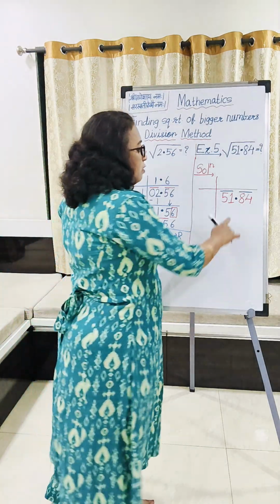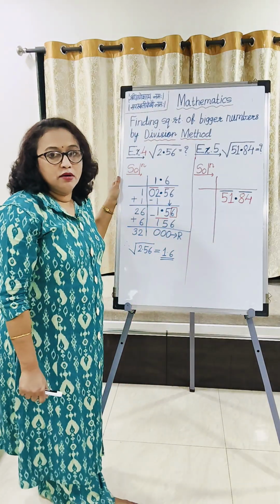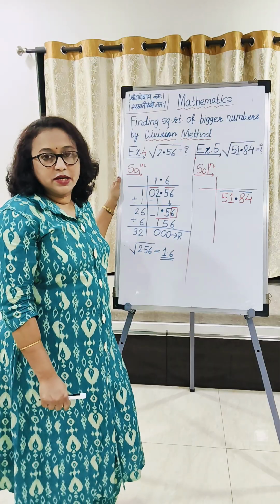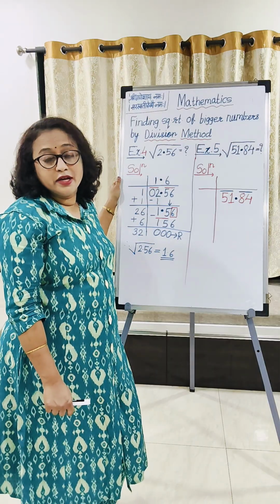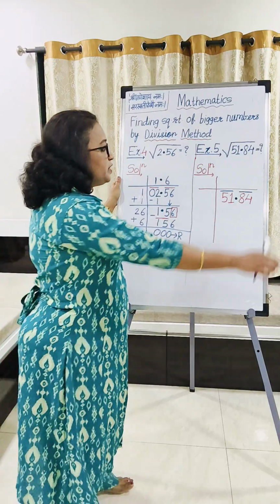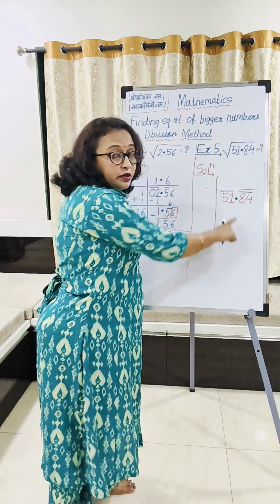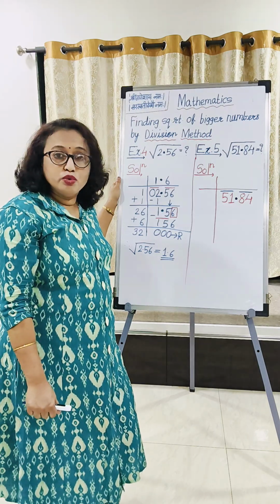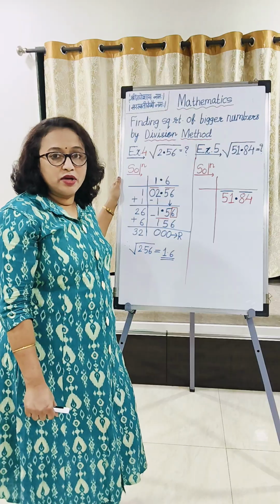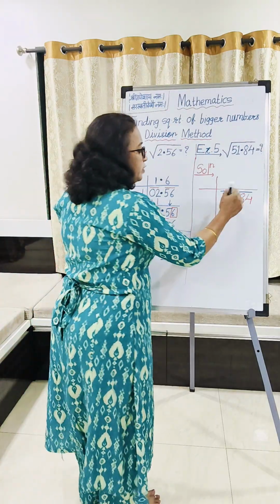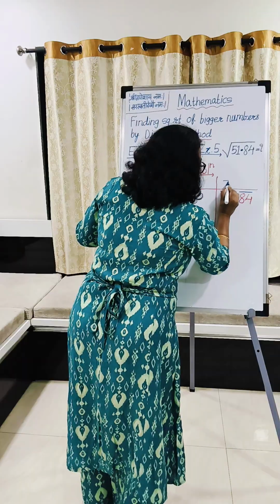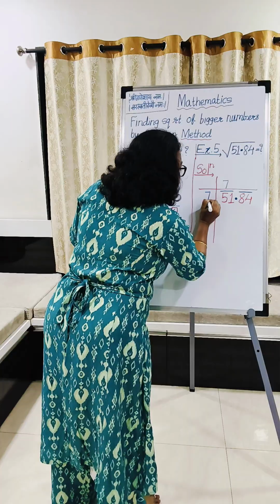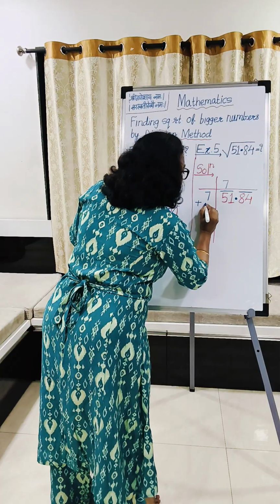Okay, if you observe the square table, you will get to know that 6 square is 36, square of 7 is 49, square of 8 is 64. But 64 is greater than 51. So we cannot subtract 64 from 51. But we can use the square of 7, which is 49, which is smaller than 51. So write 7 three times: here at the quotient's place, then at the divisor's place, then one more time here.